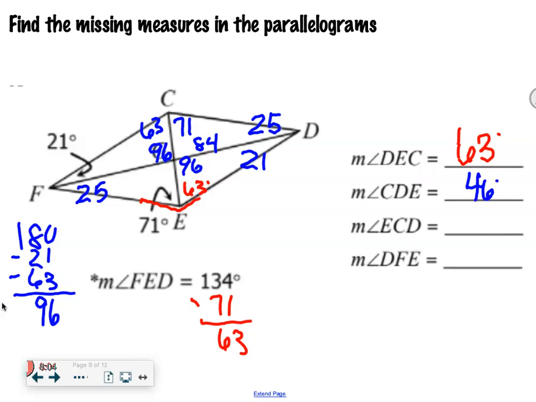Oh yeah, 46. Okay, where's ECD at? 71. DFE, 25.